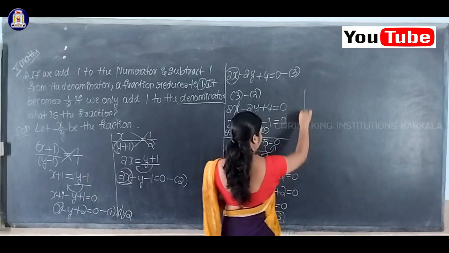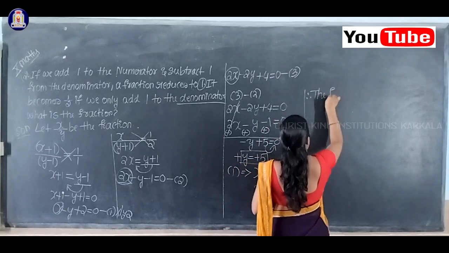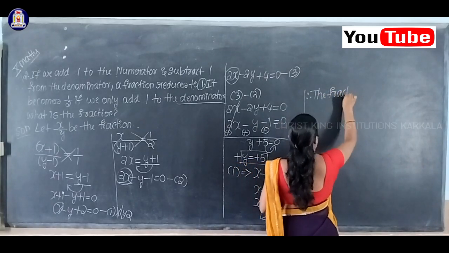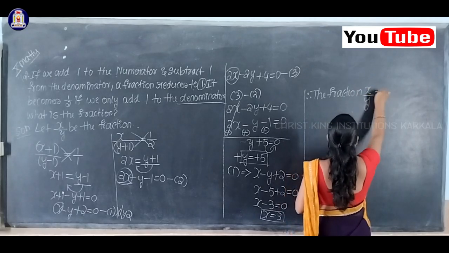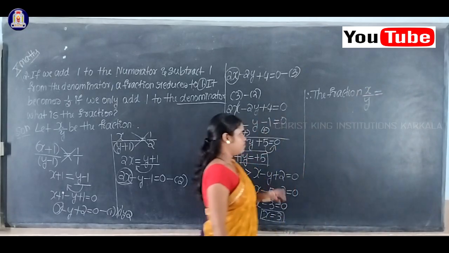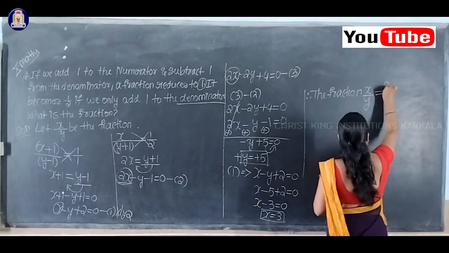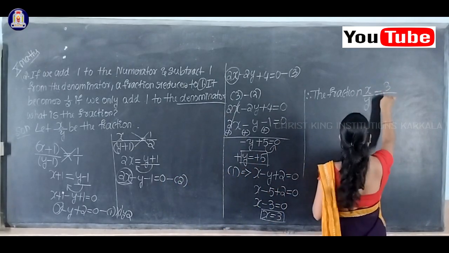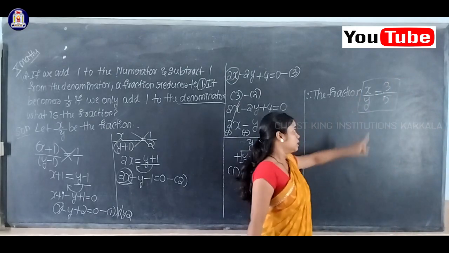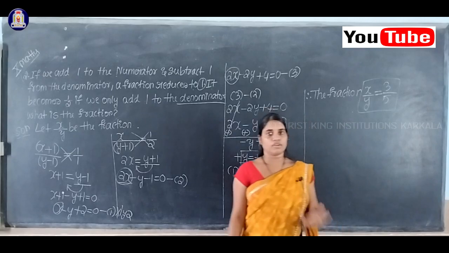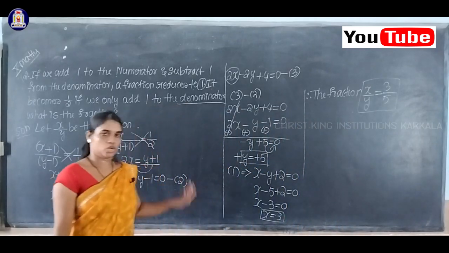Therefore, our intention is to find the fraction x by y. In the place of x substitute 3, in the place of y substitute 5. So our required fraction is 3 by 5. Our required fraction is 3 by 5. So this is the solution.